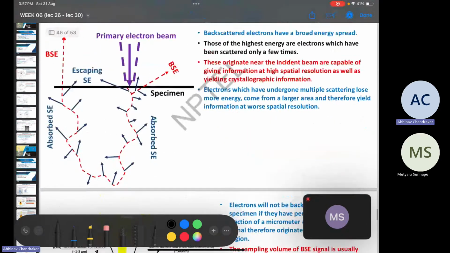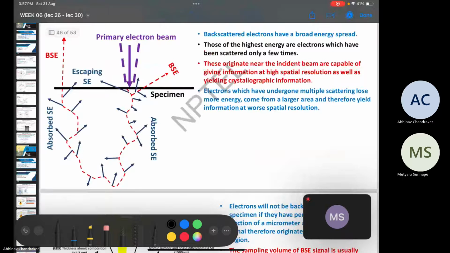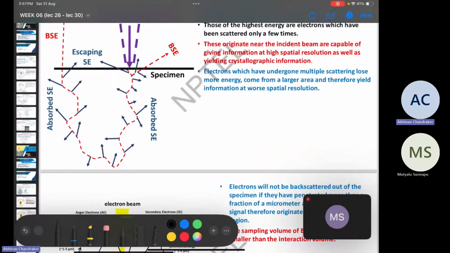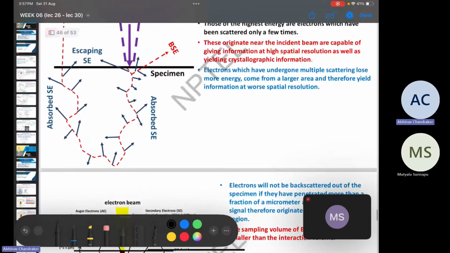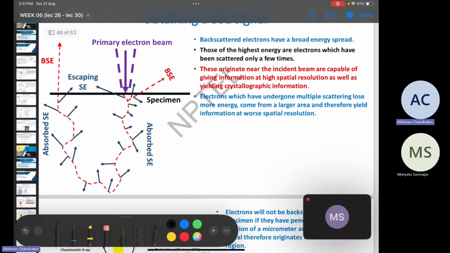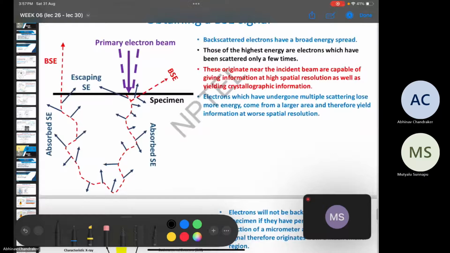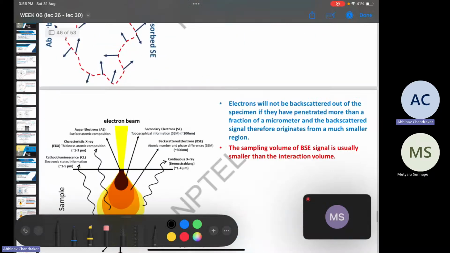BSEs come from much deeper within the surface, so because of this they have a worse spatial resolution. They give more broader information since they are also coming from the depth of the specimen.